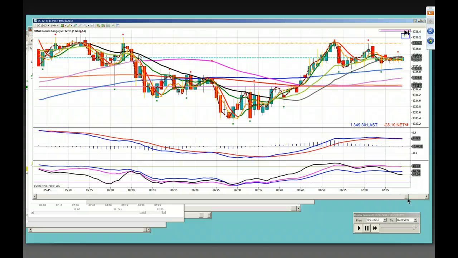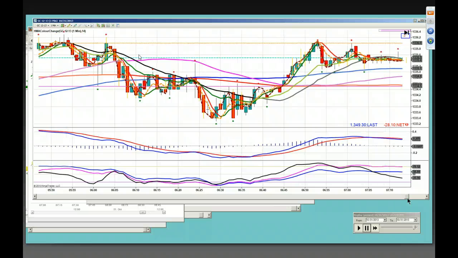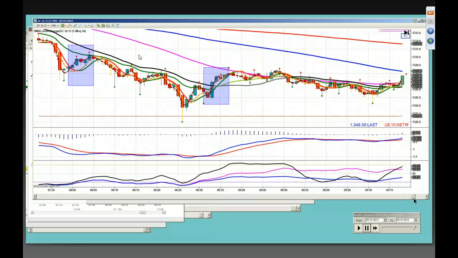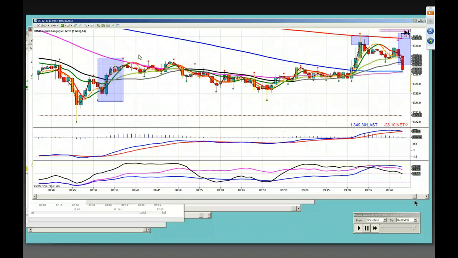Would you say the 1 minute and the 13 SMA is more important than the 3 minute and the 13 SMA? Yes, the 1 minute and the 13 SMA is definitely more important than the 3 minute. Your 3 minute is just kind of giving you the overall direction. It's going to be a little laggy from the trend line perspective.